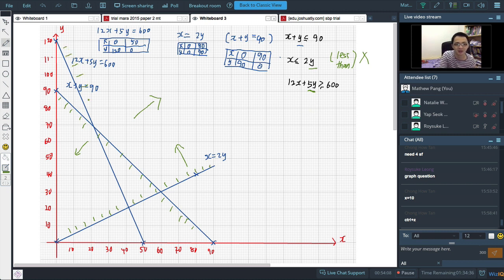Over here, you will find one area that satisfies all three constraints, which is this area. I will call the whole area here R. This is what the question asks you to do. Then yeah, you are done with part B.